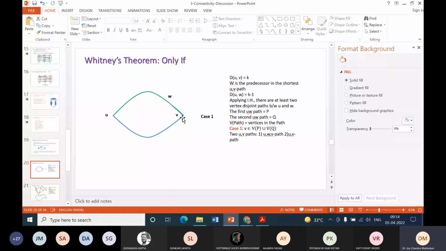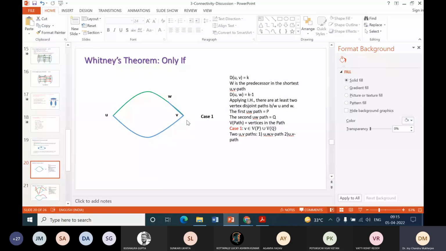So what is the length of d(U,W)? Definitely d(U,W) is equal to k minus 1. And it is true because we have taken the shortest path. Applying the induction hypothesis, we can say that there are at least 2 vertex disjoint paths between U and W. मुझे प्रूफ करना है कि U and V के बीच भी 2 vertex disjoint path exist करता है.